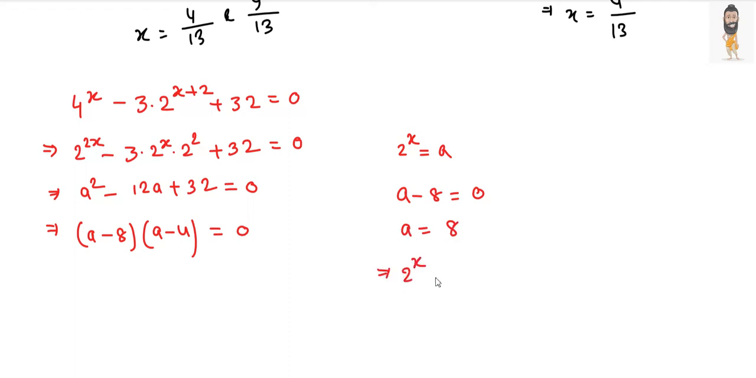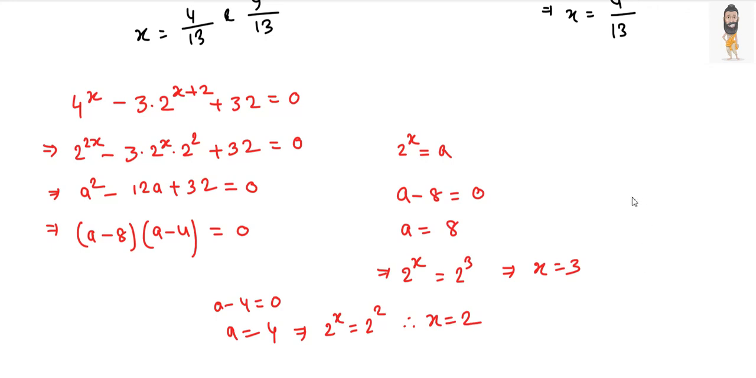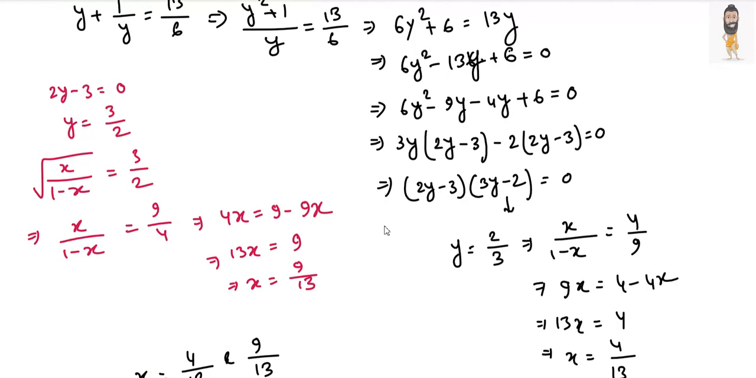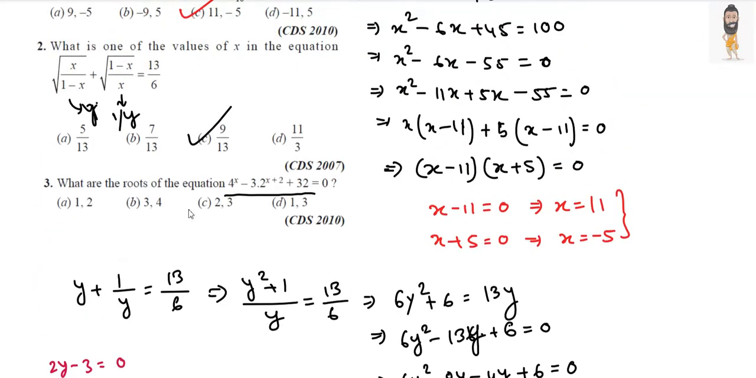What is the value of a? That is 2 to the power x. Here we can write 8 as 2 to the power 3, so the value of x is 3. From the other equation, a minus 4 equals 0, so the value of a is 4, which means 2 to the power x equals 2 squared. Therefore the value of x is 2. So we have two values: x equals 3 and 2. The answer is 2 and 3. C is the correct answer.